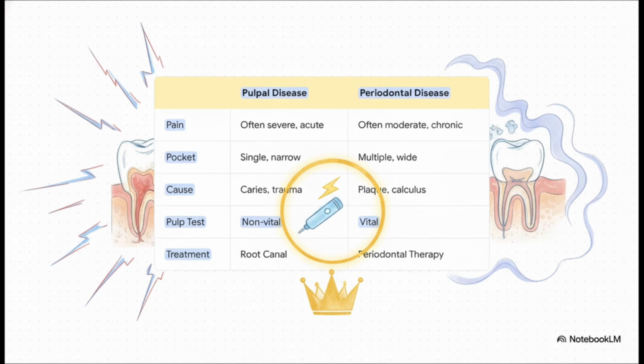Okay, this slide right here, this is your ultimate cheat sheet. It lays out the classic signs for you. Pulpal disease, often severe, acute pain with a narrow pocket. Periodontal disease, usually more of a moderate, chronic thing with wider pockets. But just look at that fourth row. Seriously, if you only remember one thing from this entire explainer, make it this. The pulp vitality test is king. It is, without a doubt, the single most important clue you have to solve this puzzle.